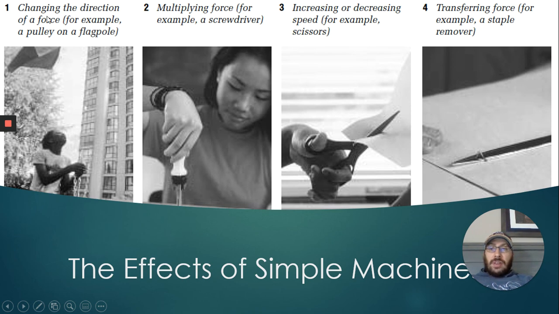But here are some of the effects of simple machines. The first one is changing the direction, and we talked about that with the pulley on a flagpole or the lever. The lever does change the direction. Some of them increase the force, but also change the direction. The other one is multiplying the force. For example, with a screwdriver, you do a little bit of twisting and you get a lot more out. Increasing or decreasing speed. This is a big one.